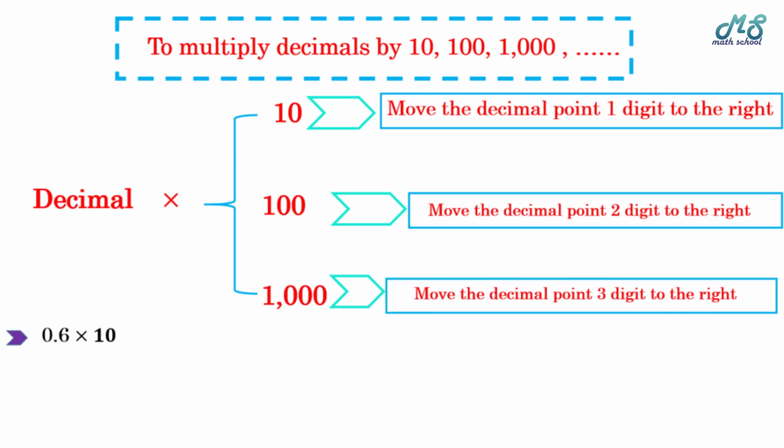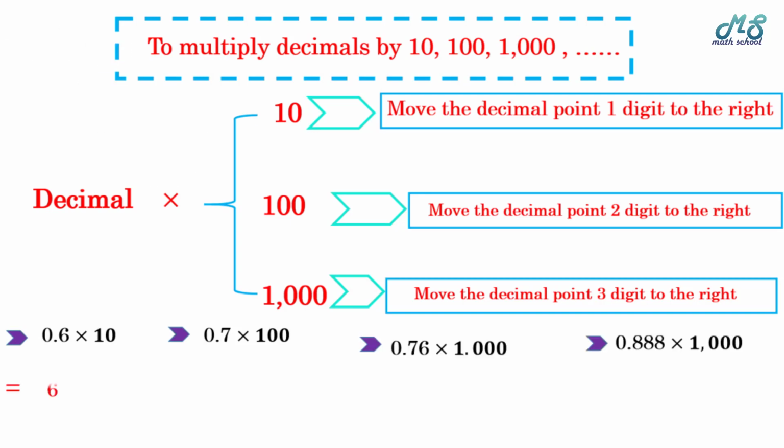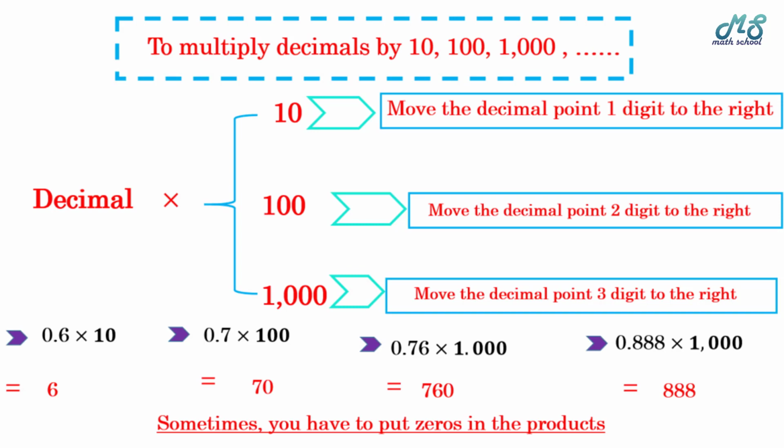For example, 0.6 times 10 will be a whole number, 6. Just move the decimal point to the right 1 decimal place. 0.7 times 100, you have to insert 1 zero. So it will be 70. 0.76 times 1000, just move the decimal point 3 digits to the right. We have just 2 decimal places, so you have to insert just 1 zero. It will be 760. 0.888 times 1000. It will be 888. It's a whole number. Don't forget, sometimes you have to put zeros in the product.